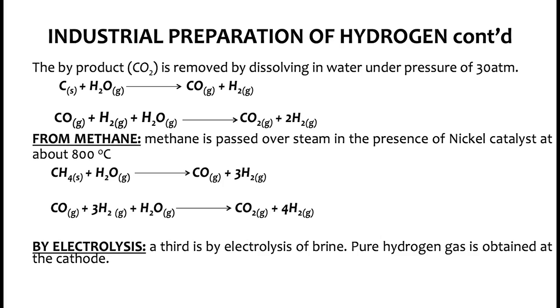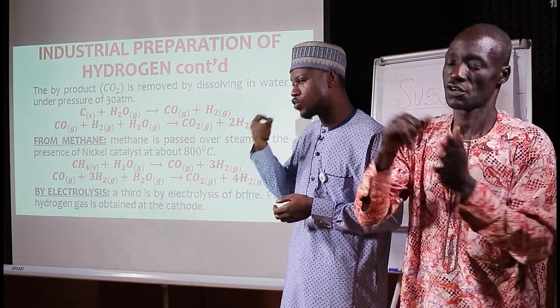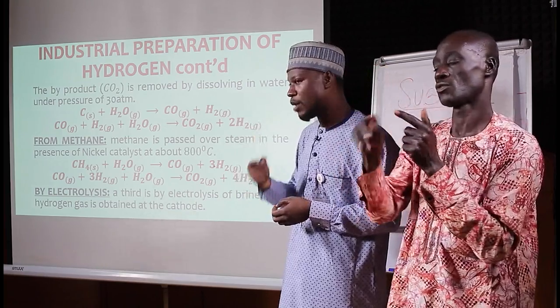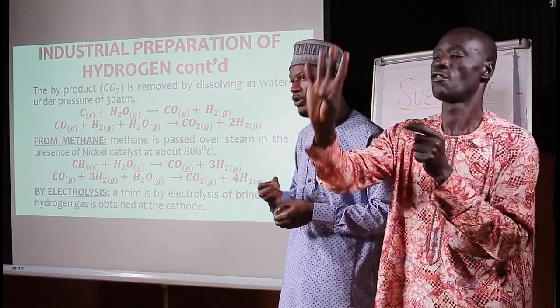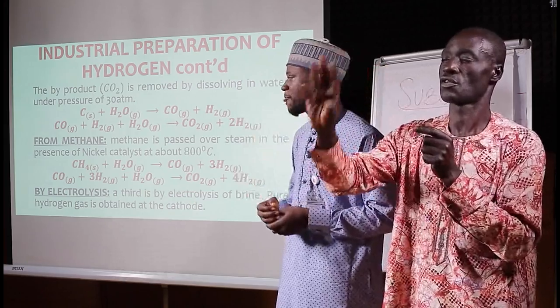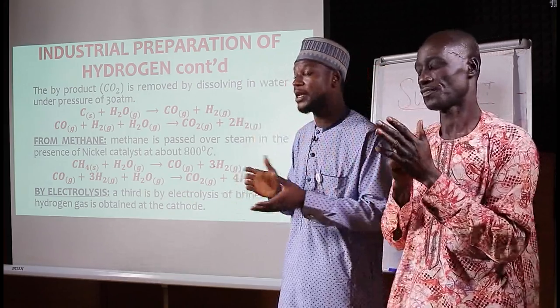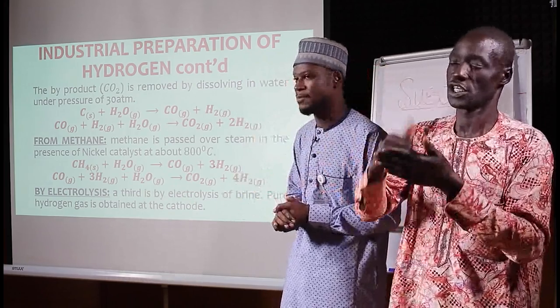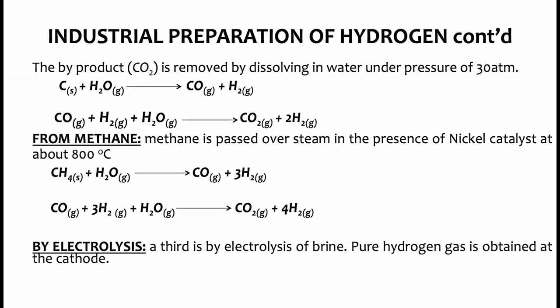Now this can be passed over more steam to produce more hydrogen gas. That is, the carbon(II) oxide that is produced, plus the 3 moles of hydrogen, can react with water again to give you carbon(IV) oxide and 4 molecules of hydrogen gas. And now this hydrogen gas can be collected and used on a large scale in the industries. And finally, we said by electrolysis. This is the third method of preparation of hydrogen gas.